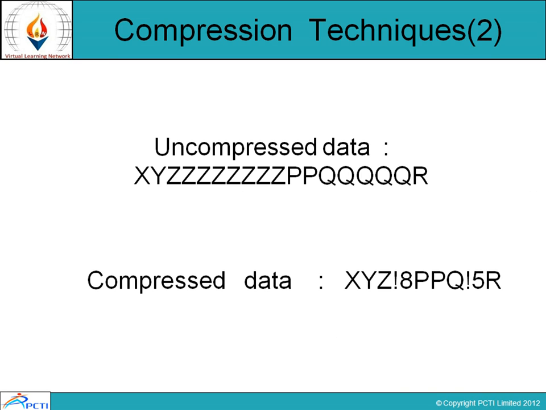We can see an example, and here you can see the Z repeats 8 times. So we write Z, an exclamation mark, and then 8. How many times is the Z repeated? The first one is uncompressed data and the second one is compressed data, in which we compress our data by using this byte stuffing.